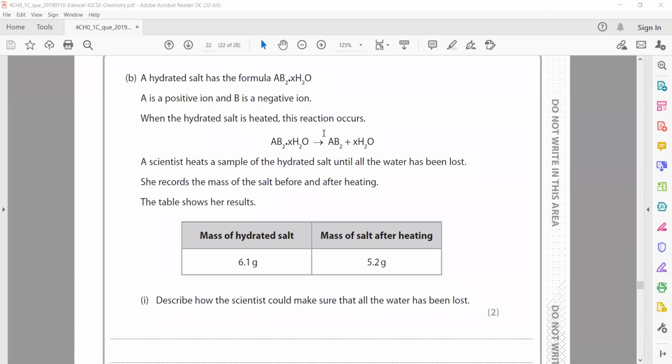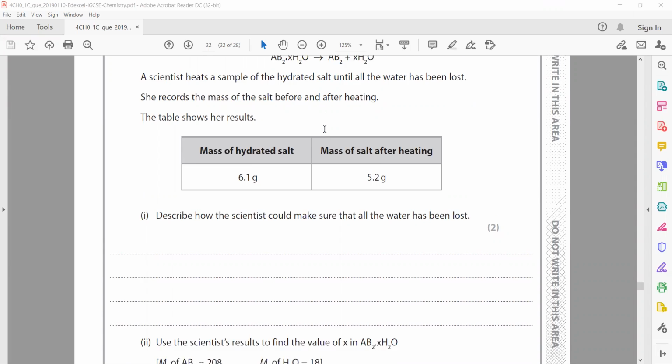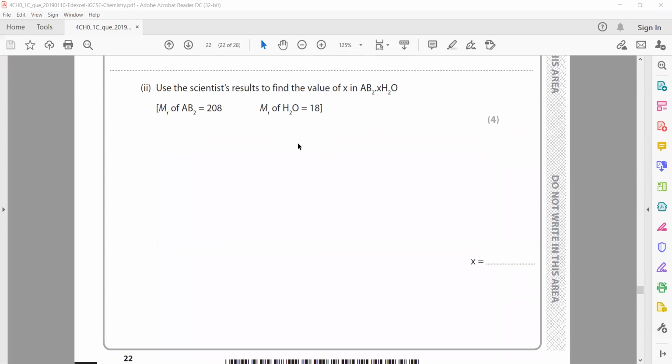A hydrated salt of formula AB2.XH2O. Describe how scientists could make sure that all the water has been lost. So how? We heat it to constant mass. Heat to constant mass means heat until the mass does not change. So when the mass does not change, all of the water of crystallization has been lost.